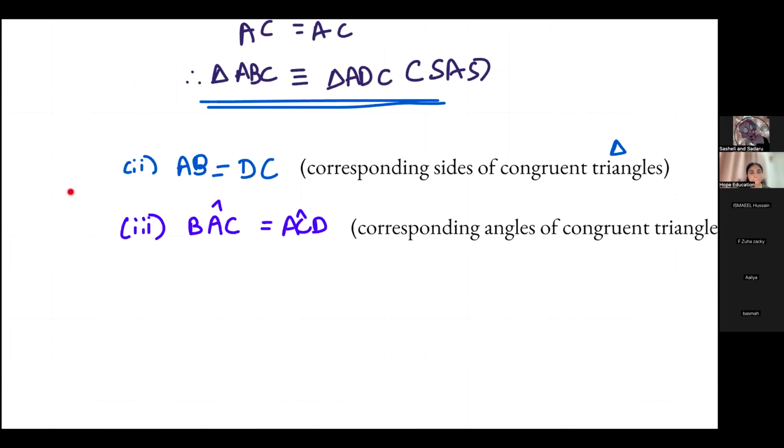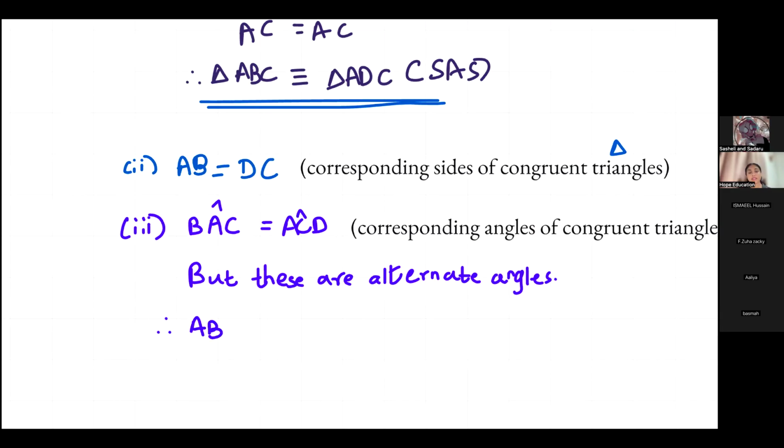I will write. These are alternate angles. We said that they're equal because they're corresponding angles of congruent triangles. But if you look at it as a Z shape, we can also see they're alternate angles. And since alternate angles are equal, therefore, we can say AB is parallel to DC. Usually parallel you can write it in words also, or you can just use this symbol. Just like this is equal, this is congruent, like that, double slash lines means parallel.